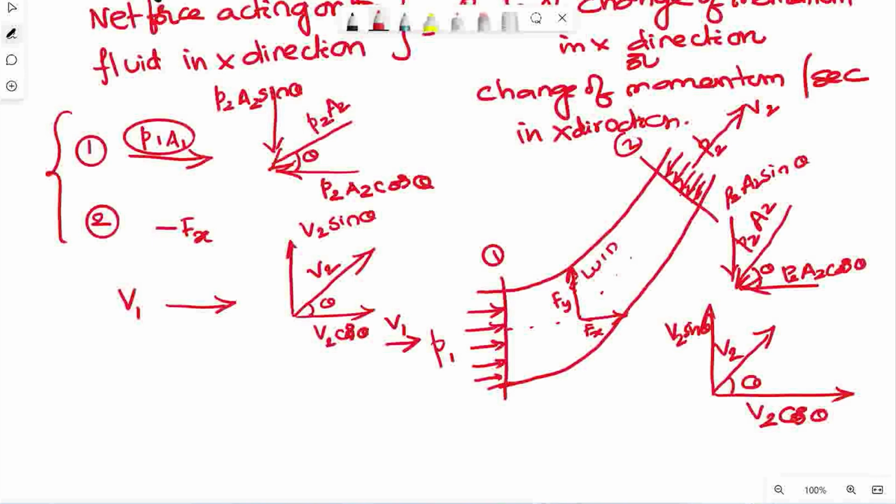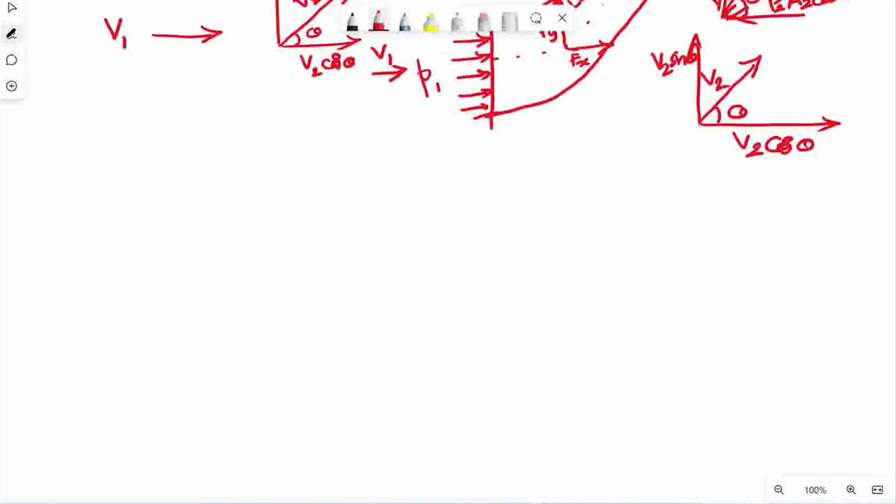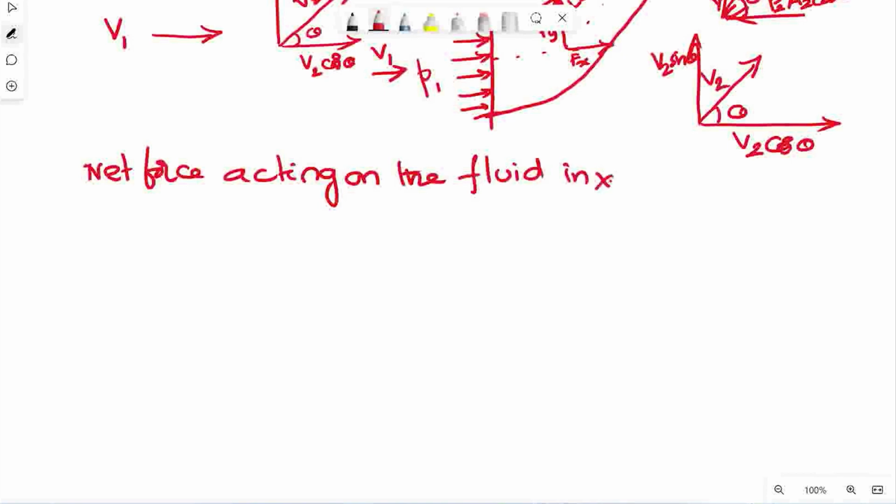So knowing this, now let us straight away apply the momentum equation. Right? The equation, if I write it, is the net pressure force acting on the fluid in the x direction. What is the first force at section 1? It is P1 A1. What is the pressure force at section 2? Minus P2 A2 cos theta. This we have taken in the x direction.